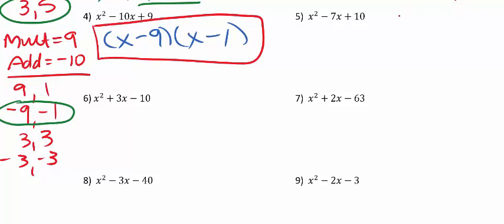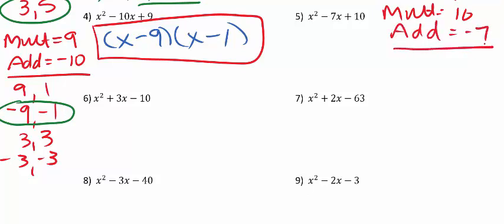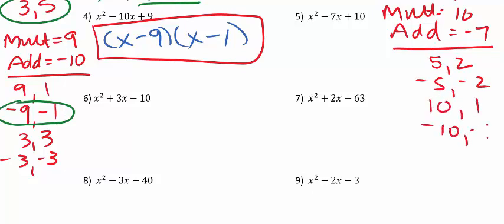And in number 5, we're looking for two numbers that multiply together to be 10, but when we add them together gives us our middle term of negative 7. Well, what gives us 10 can be a 5 and a 2, or a negative 5 and a negative 2. We could do a 10 and a 1, or a negative 10 and a negative 1. And of all those choices, the ones that add together to give us negative 7 are going to be negative 5 and negative 2.